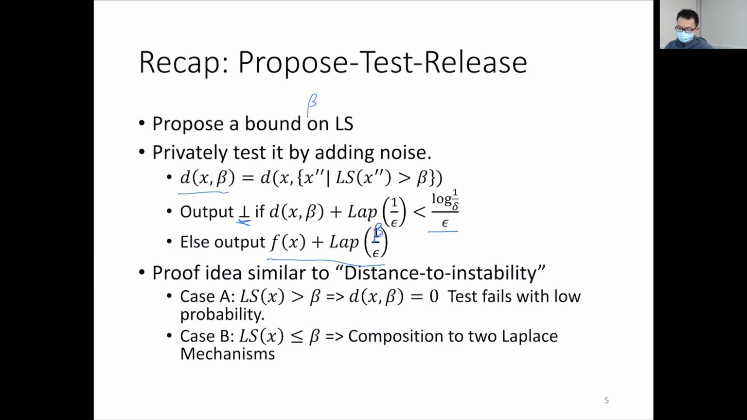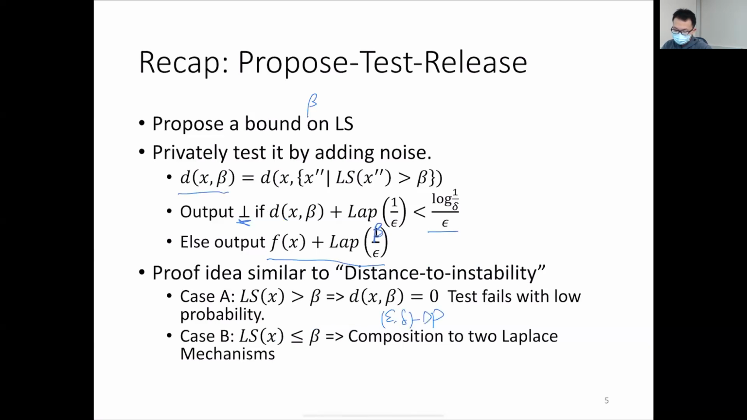So we cannot use that 0 delta differential privacy under this case. On the other hand, it is still the case that this distance to beta instability function is 1 insensitive. It has a global sensitivity of 1. Therefore, adding noise to this would ensure that our decision of outputting perp or outputting f(x) plus this Laplace noise is epsilon differentially private by looking at the decision itself, because it's post-processing of a Laplace mechanism. Therefore, in case A, they satisfy epsilon delta DP.